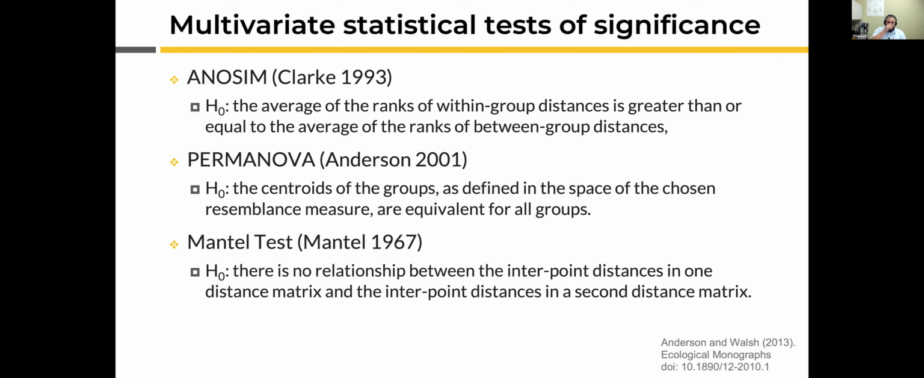So ANOSIM, the null hypothesis is that the average of the ranks of within group distances is greater than or equal to the average of the ranks of between group distances.